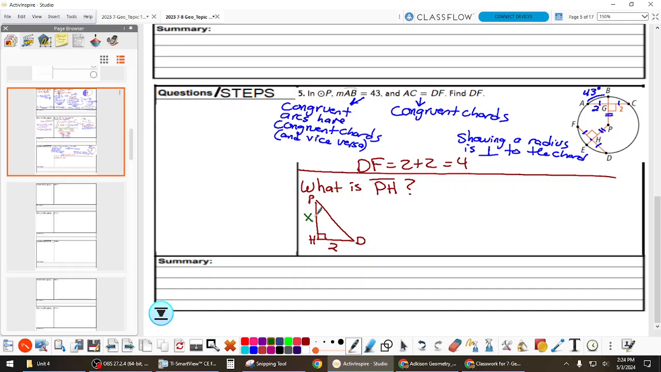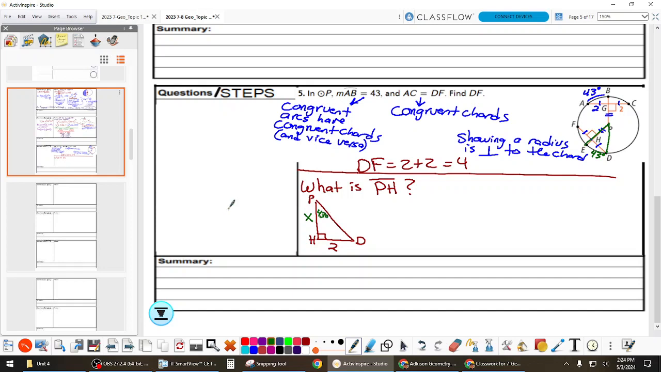Do we know the radius? No, we don't. But we do know this angle right here. How? That's really the crux of this problem. How do we know that that is 43? See if you can string together the theorems for that. Okay? So follow. This arc is 43 degrees. And what is true about the measure of an arc and its central angle? They are congruent, right? So this is 43 degrees there.